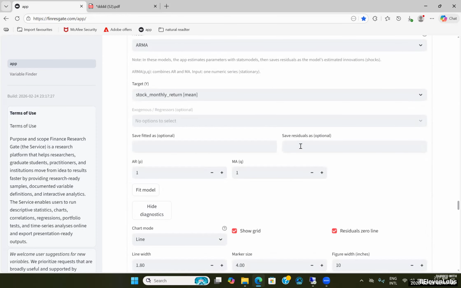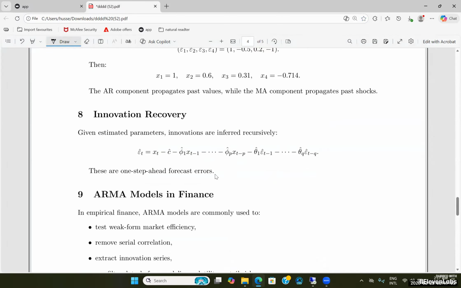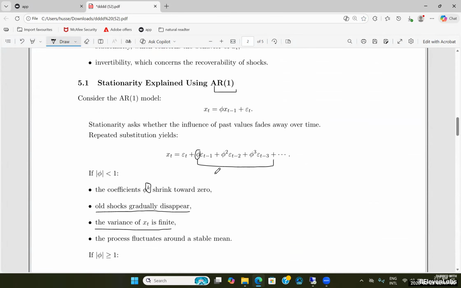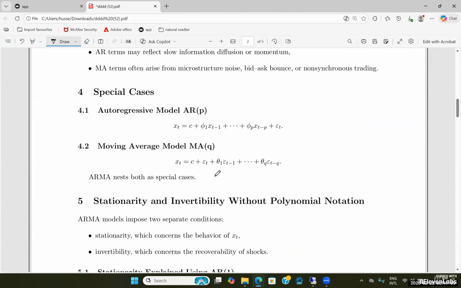Here we have one example, here's another one, and then we'll just save the residuals from the ARMA model. And then, after that, we'll proceed to fit the model to our available dataset. The residual, quite simply, represents the error or the difference. It will be the residual error term from the ARMA model.